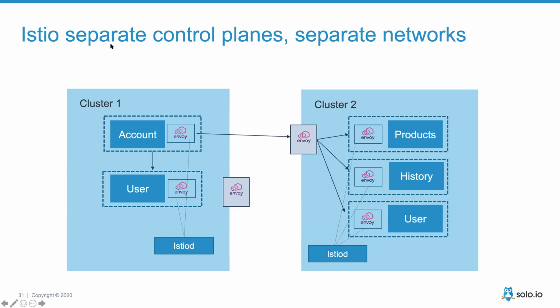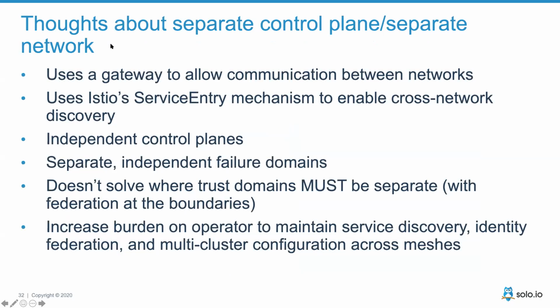And another thing that we're going to have to pay attention to is if these are two separate control planes, do they share the same identity domain? Can account in cluster 1 talk to user in cluster 2 and establish mutual TLS, propagate identity, and have it be trusted? So that's another thing that we're going to have to take into consideration. Either we're going to explicitly set up separate identity domains, and we'll need some sort of exchange between the boundaries to establish trust, or we share a common root and the trust is established that way.